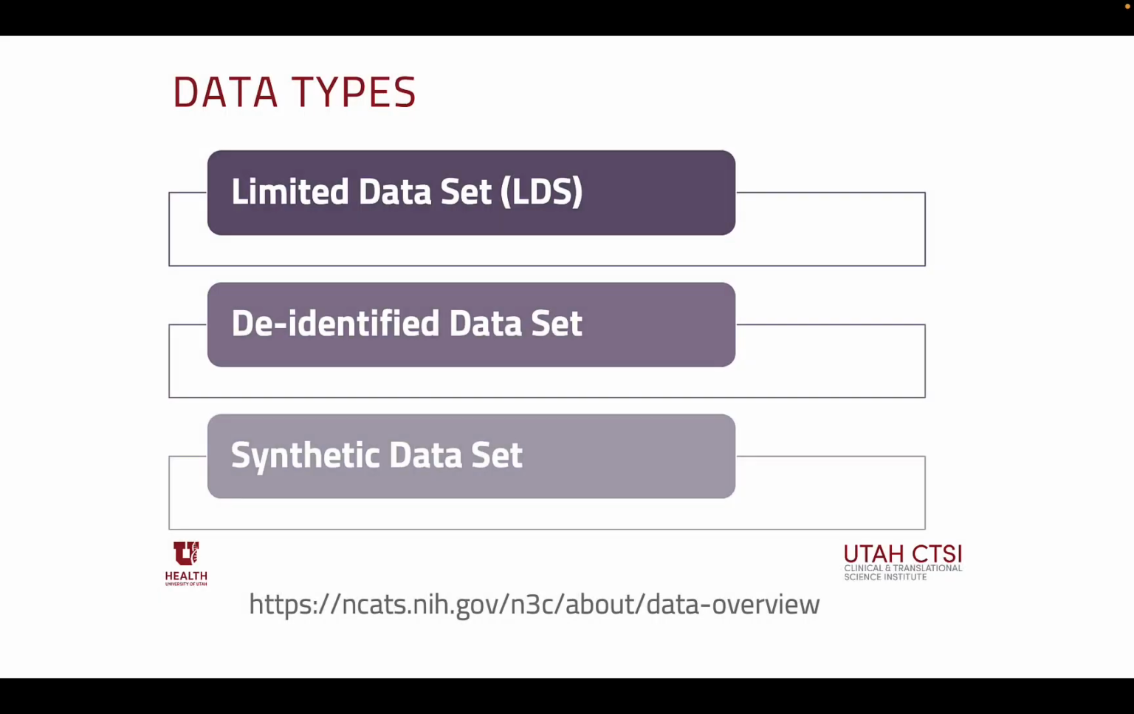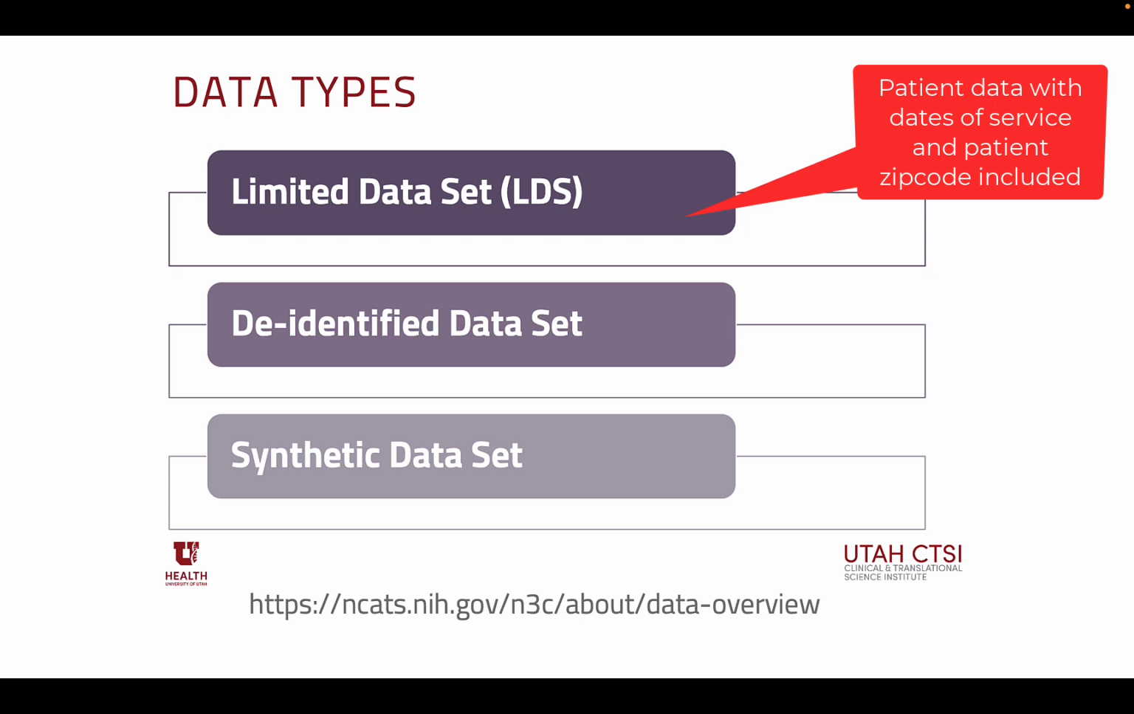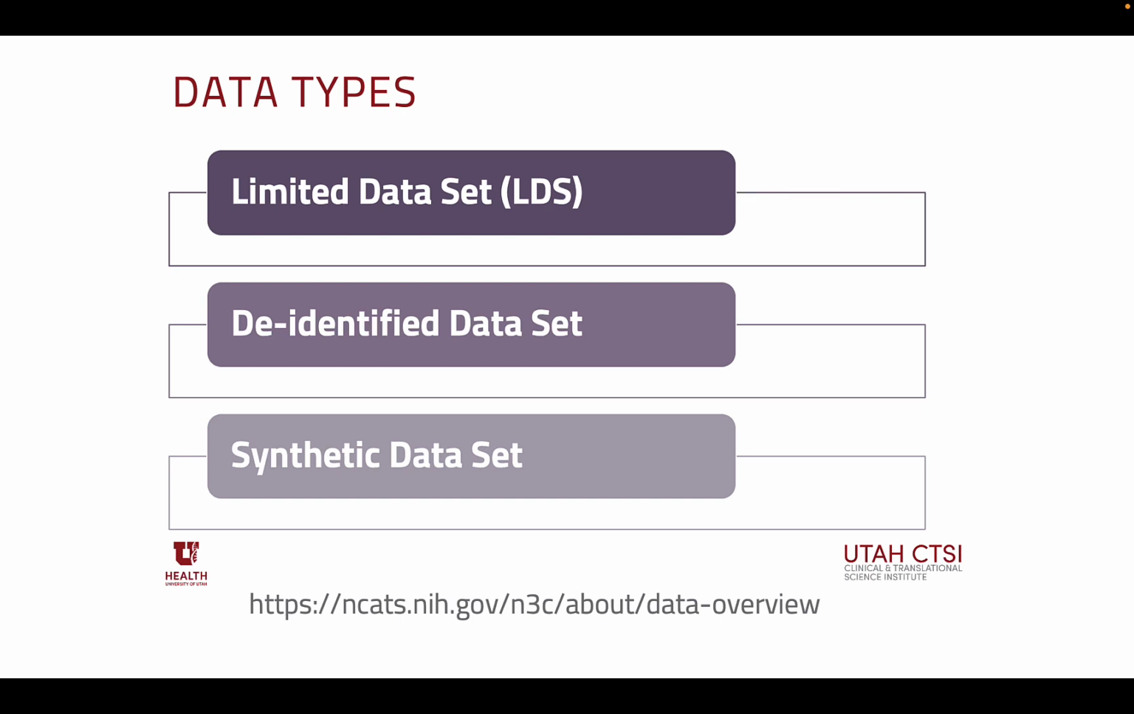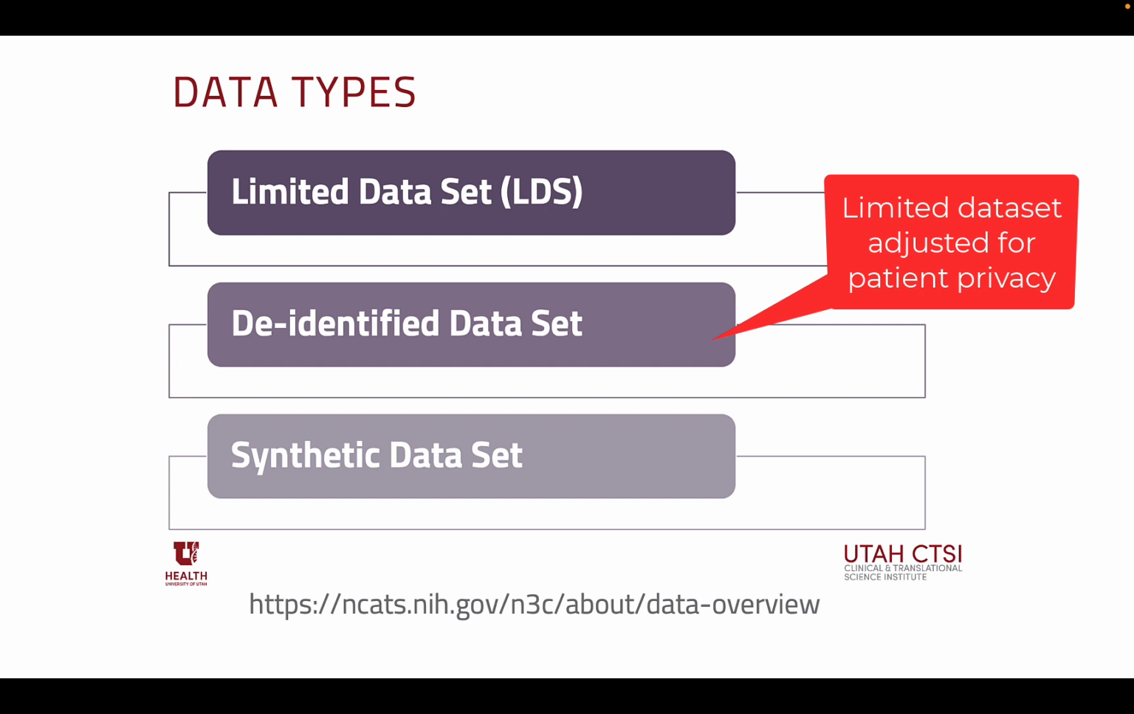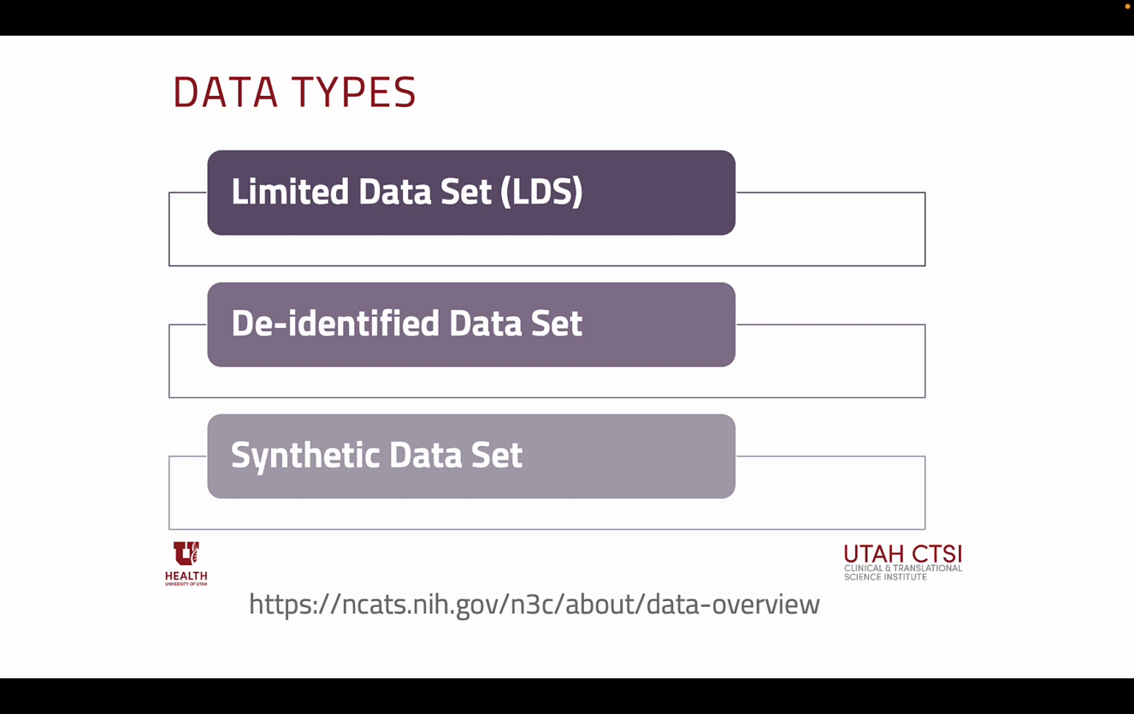There are three levels of data available for analysis on the N3C data enclave. The first is the limited dataset. The limited dataset consists of patient data with dates of service and patient zip code included. Next, the de-identified dataset. The de-identified dataset consists of patient data from the limited dataset with adjustments made to dates of service and patient zip code to protect patient privacy.